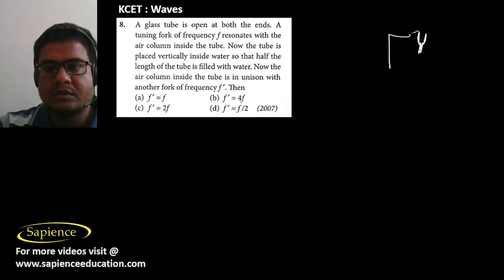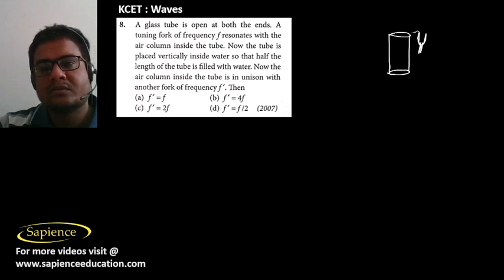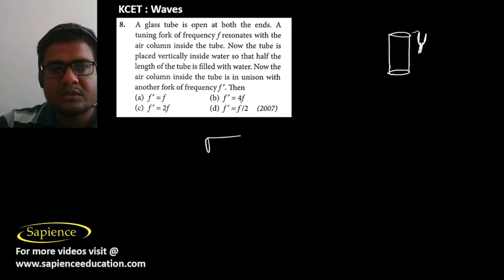Now this resonates. Let's say it is open at both the ends. We know that for the fundamental frequency, the pattern will be like this, and this is f naught. So here we can say that L equals lambda by 2, so lambda will be equal to 2L. So the fundamental frequency nu naught is V by lambda, that is V by 2L.